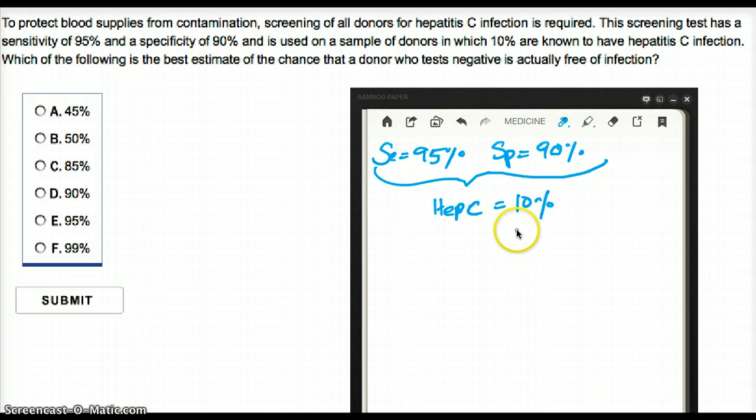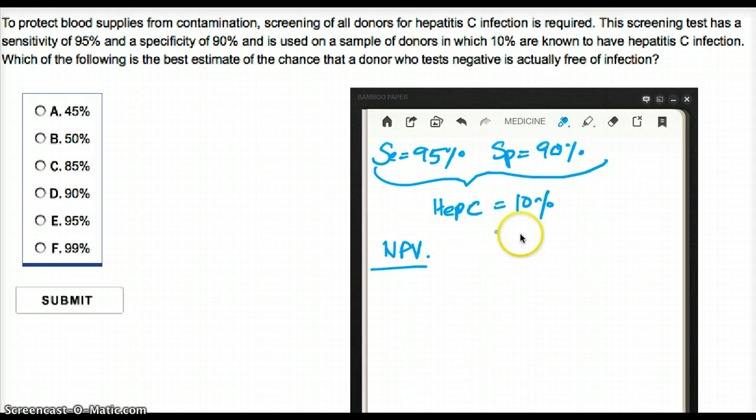Now, which of the following is the best estimate of the chance that a donor who tests negative is actually free of infection? This is the most important sentence of the question. So they're asking us to find the negative predictive value.